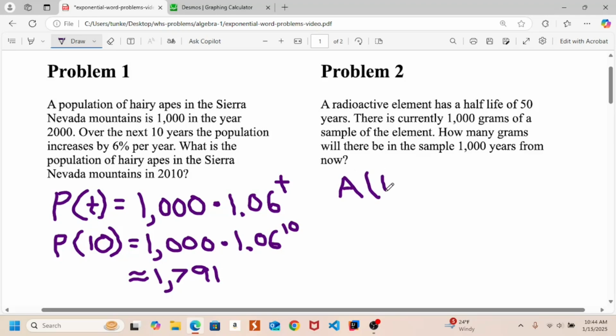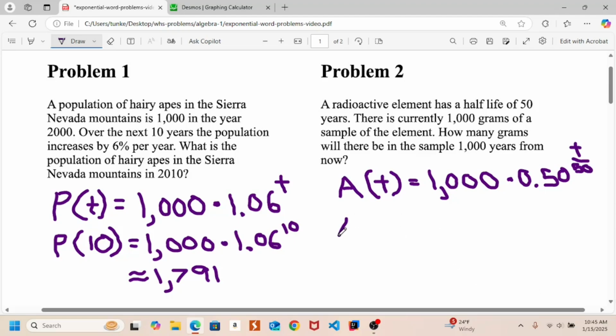as a function of time. That's going to equal the initial amount of the sample, so 1,000 grams, and every 50 years it gets halved, so we're going to multiply this times 0.50, and if time is in years, since this happens every 50 years, we'll take the time in years and we'll divide that by 50, because the half-life is 50.